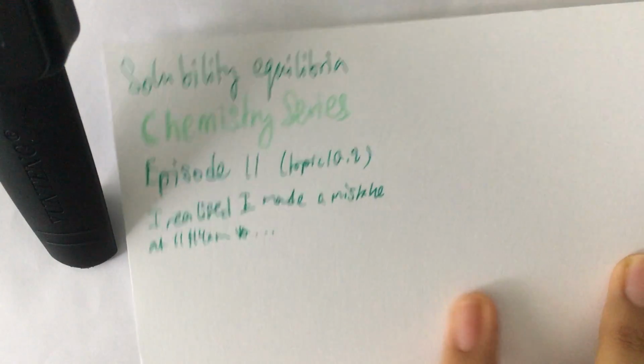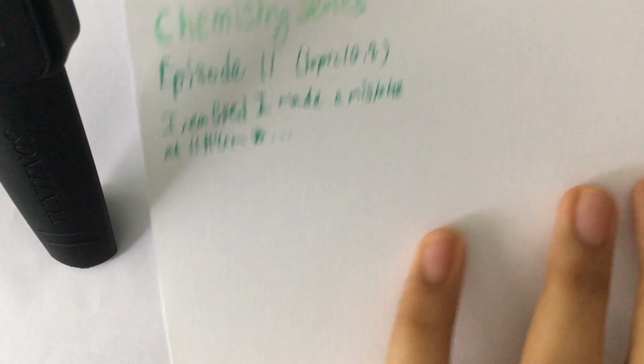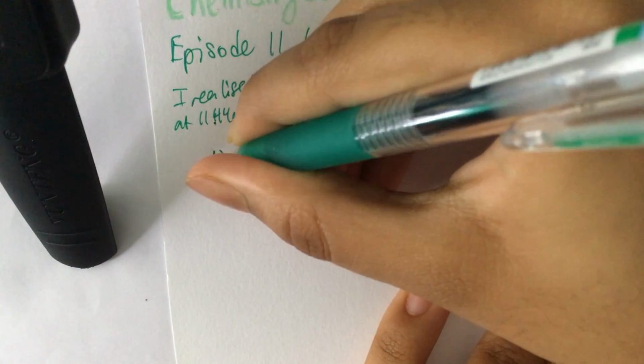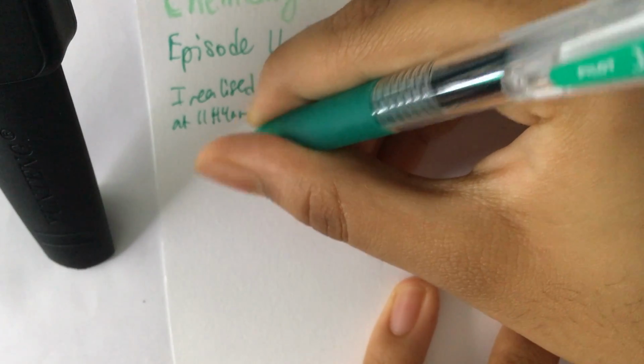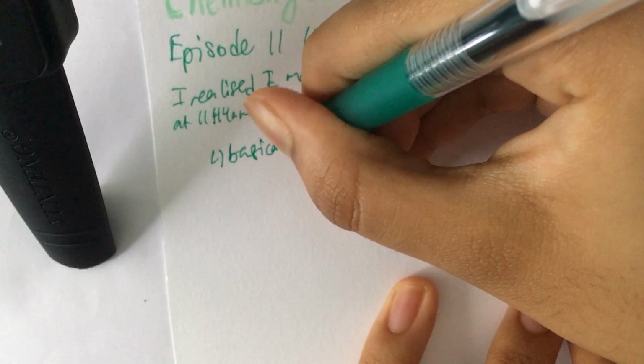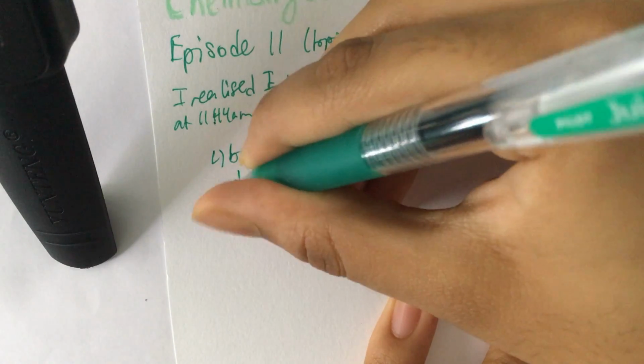Today in the chemistry series we will be doing solubility equilibria. So far we've been looking at Kc, Kp, reaction kinetics, just normal chemical equilibria, then acid-base equilibria. So now the final one is solubility equilibria. As the name suggests, it's about how much something dissolves in the solvent.